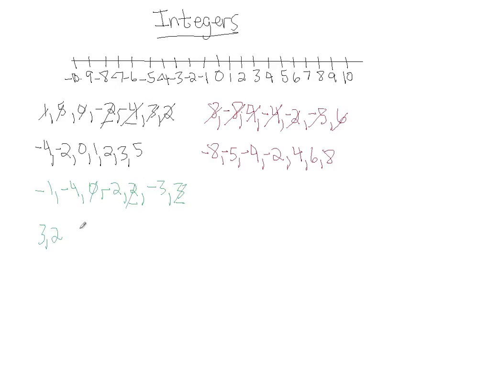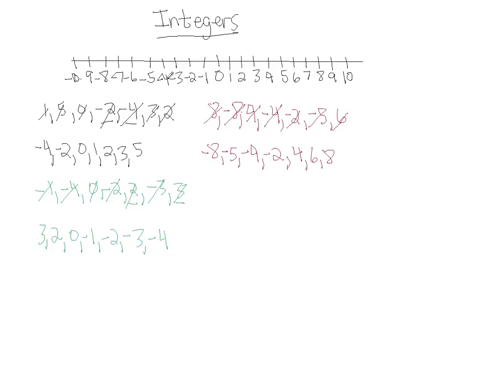We have a 0 right here, so we put that in the middle. 0 separates our positive numbers from our negative numbers. And then when we look at our negative numbers, we're looking for the one with the greatest value, or the least negative. And that's going to be a -1, -2, -3, and -4.